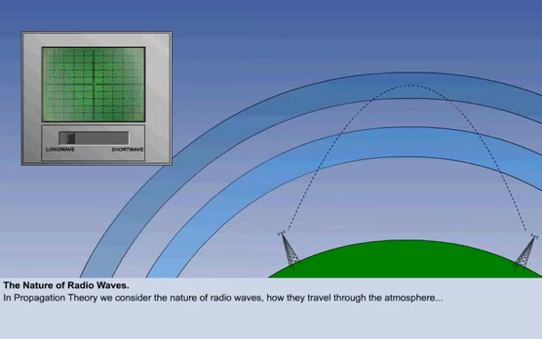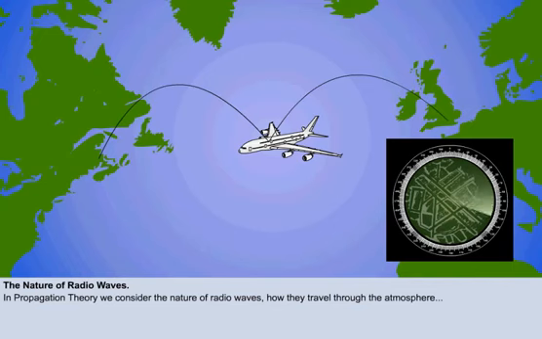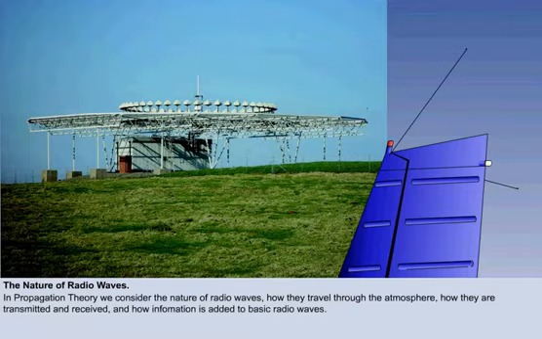In this section of the syllabus, Propagation Theory, we will consider the nature of radio waves and the way they travel through the atmosphere. This is essential in order to understand why different radio frequencies are selected for particular applications, such as long-distance communications or high-definition ground radar. We also consider how radio waves are transmitted and received, and how information is added to basic radio waves.